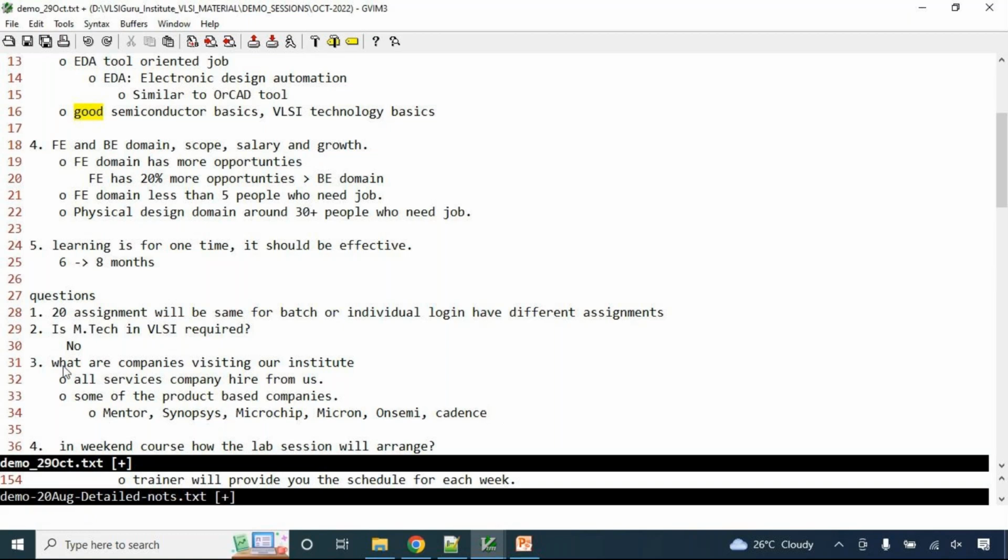Now, when it comes to services companies, I'm talking about literally every services company. Let's say Wipro, HCL, eInfochips, UST Global, Sirium or Tech Mahindra, and many other companies.